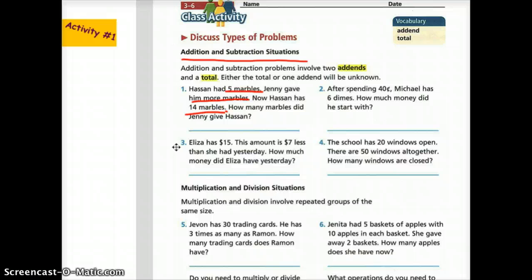All right, so the word more in this problem suggests that this is an addition problem. Jenny gave Hassan more marbles. So that means addition. Okay. Is the 5 marbles, is this an addend or the total? 5 is an addend. Okay. Is 14 an addend or a total? Now Hassan has 14. That would be the total.